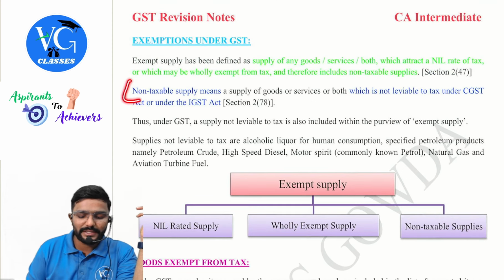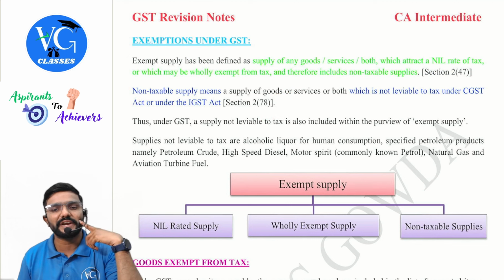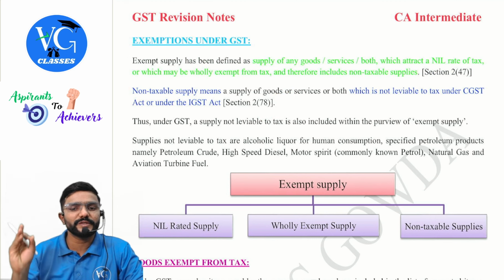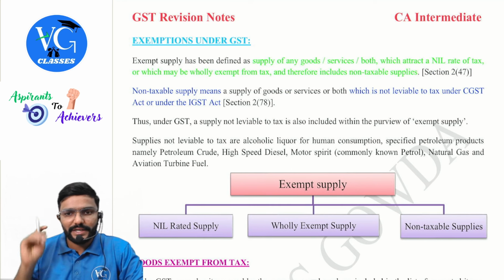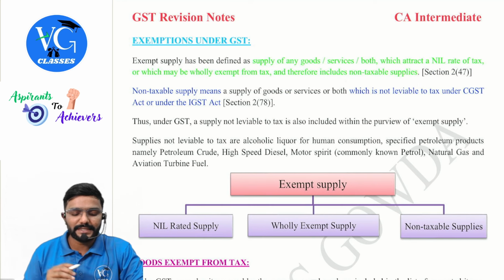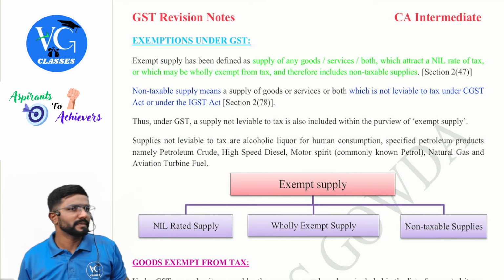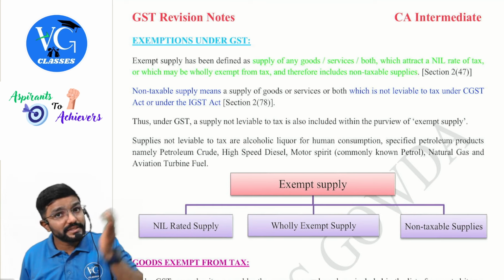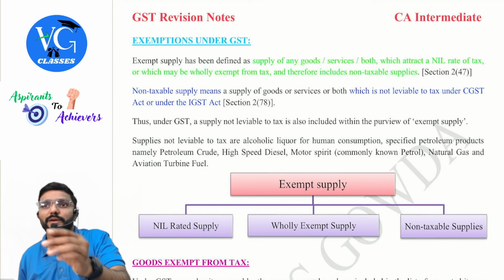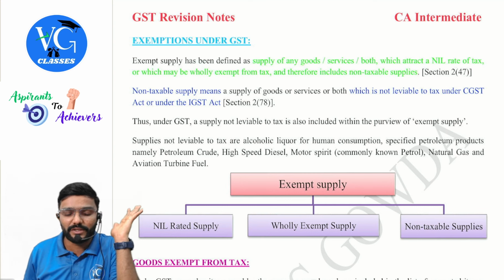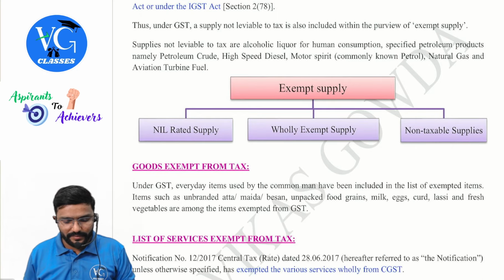Sir, now what is non-taxable supply? It is defined in section 2(78). Non-taxable supply means a supply of goods or services or both which is not leviable to tax under the CGST Act or IGST Act. Means they are completely outside the GST. Exempt is covered under GST, but tax is not applicable because it is exempt. But non-leviable or non-taxable is not like that. Example also I have given.